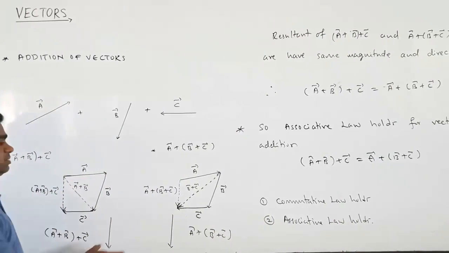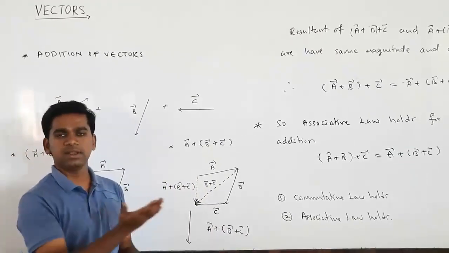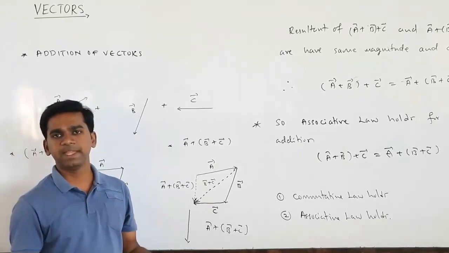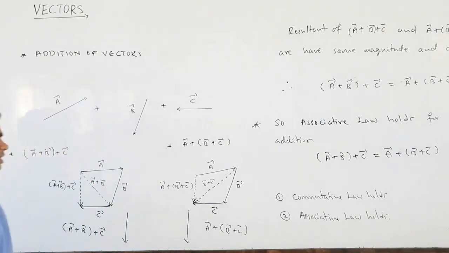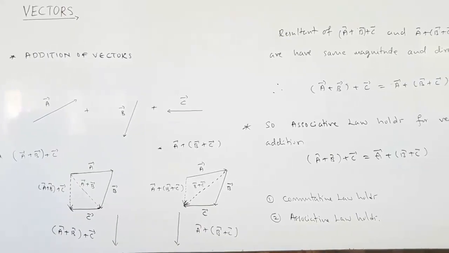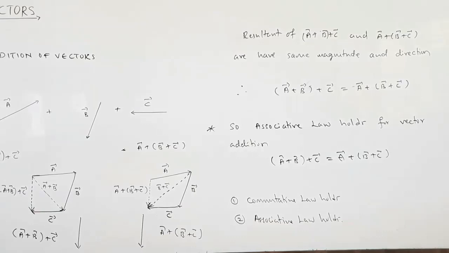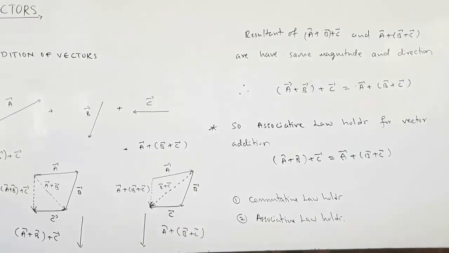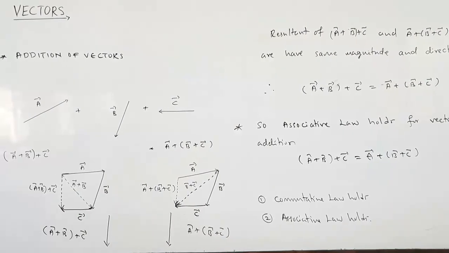So how to find the magnitude of the resultant? It's very simple. Take a scale and measure whatever magnitude you are getting. That is the magnitude of the given vector. Okay. So that's why we call this the graphical method. So from the graphical methods, we have proved that two properties hold for your vector addition, that is commutative law and associative law.